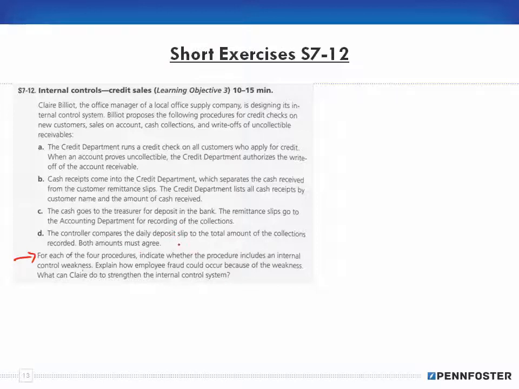All right, so let me look at the answer here. It says procedure B is the only procedure that includes an internal control weakness. The internal control weakness is the lack of separation of duties, which I agree.